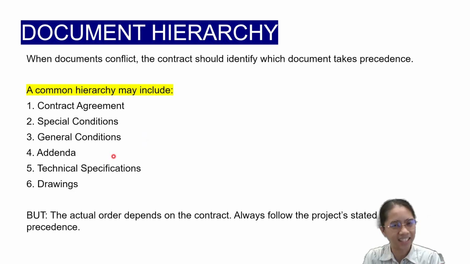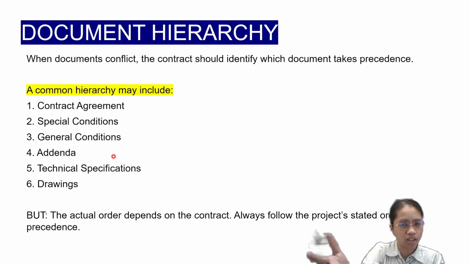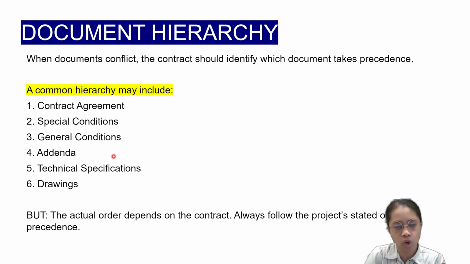Fourth is the addenda, because as we mentioned a while ago, these are the official documents for any changes from the contract agreement or during the clarification. So this is important and updated. Fifth is the technical specifications. And last is the drawings. Sometimes BOQ is also included.